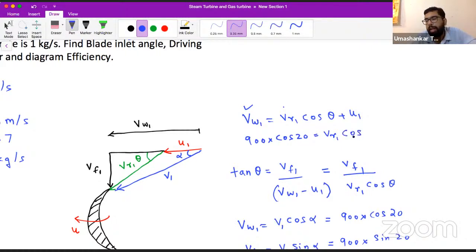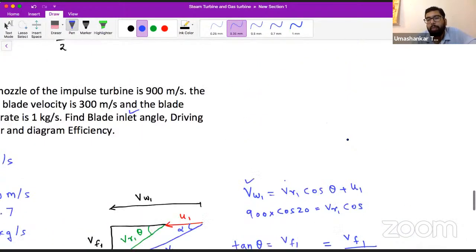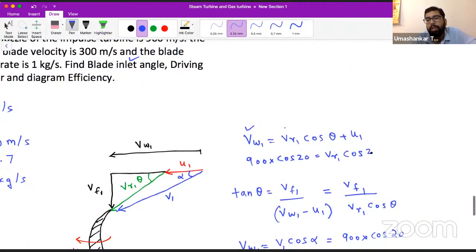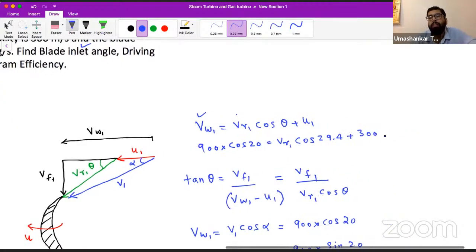We already have calculated the value of theta. Madhusmita, as I said, I don't have the answer. We have to check it. Plus 300. So from this equation, we can have our value of VR1.